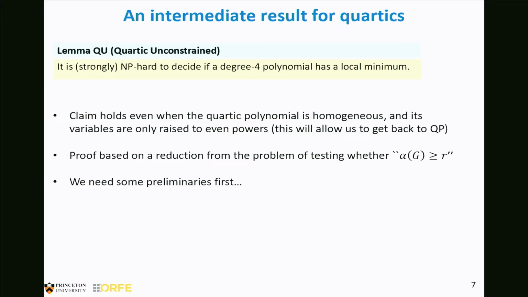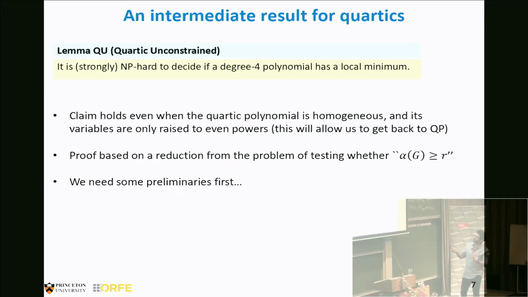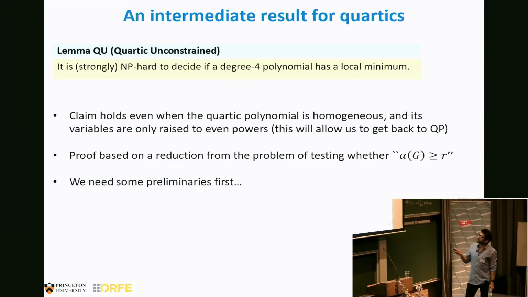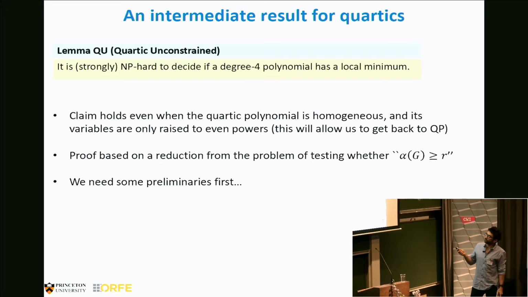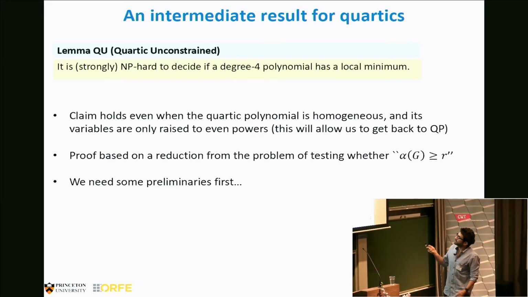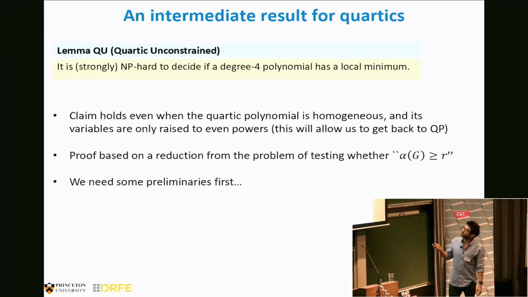Okay, so I'm going to prove this through a series of lemmas, and I'm going to have letters assigned to these lemmas so we can think of them in our head instead of having numbers. The first lemma is an intermediate result, and the bulk of the proof is here, which is about unconstrained quartic polynomials. So we're going to go to degree 4, and then we're going to come back to degree 2. And this is a decision question. We're going to show it is NP-hard to decide, given a degree 4 polynomial, if it has a local min.